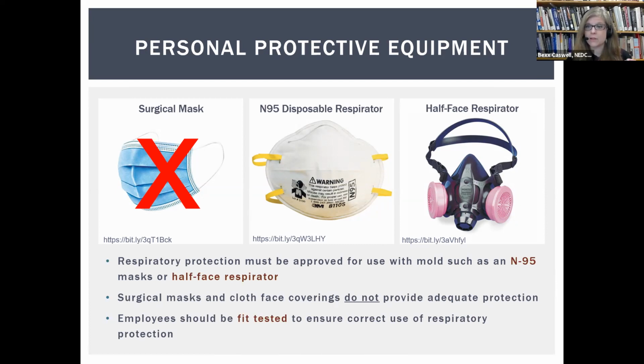I also have a link to a video made by 3M that's up on YouTube that shows the proper way to put a mask on and to do a seal check. So if nothing else, just make sure you're doing a seal check.